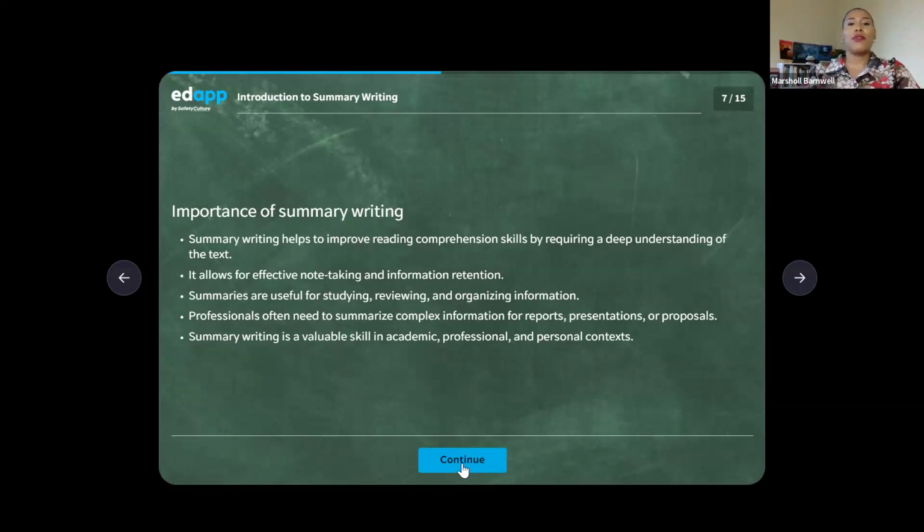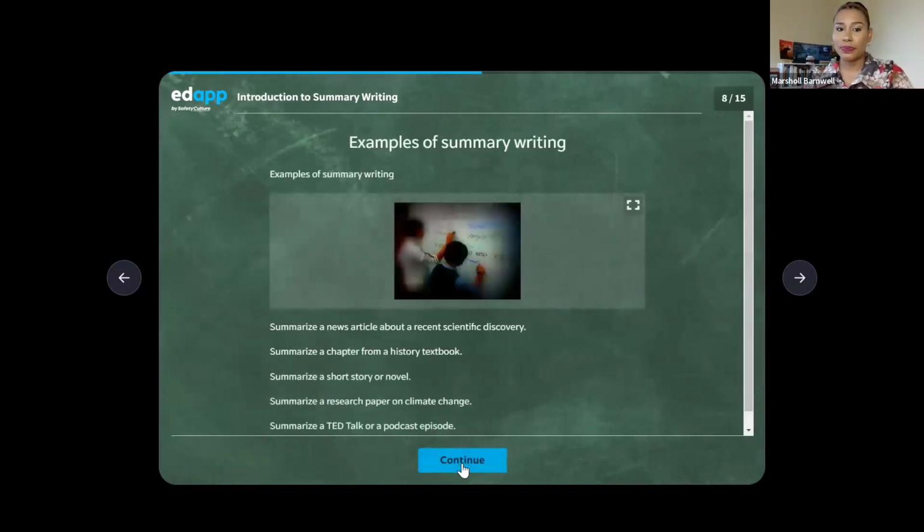Professionals often need to summarize complex information for reports, presentations, proposals, etc. So like I said, in your day-to-day job, you're going to have to use summary skills. And summary writing is a valuable skill in academic, professional, and personal contexts. So what are some examples of summary writing?